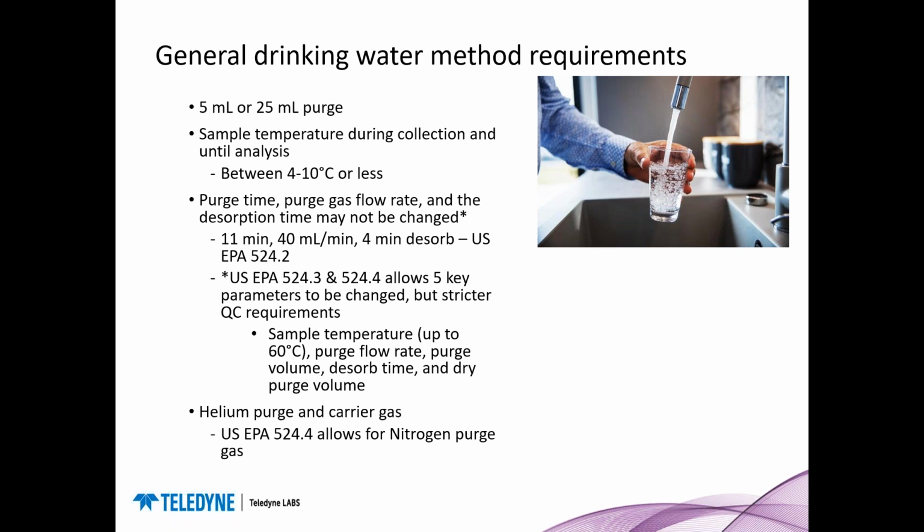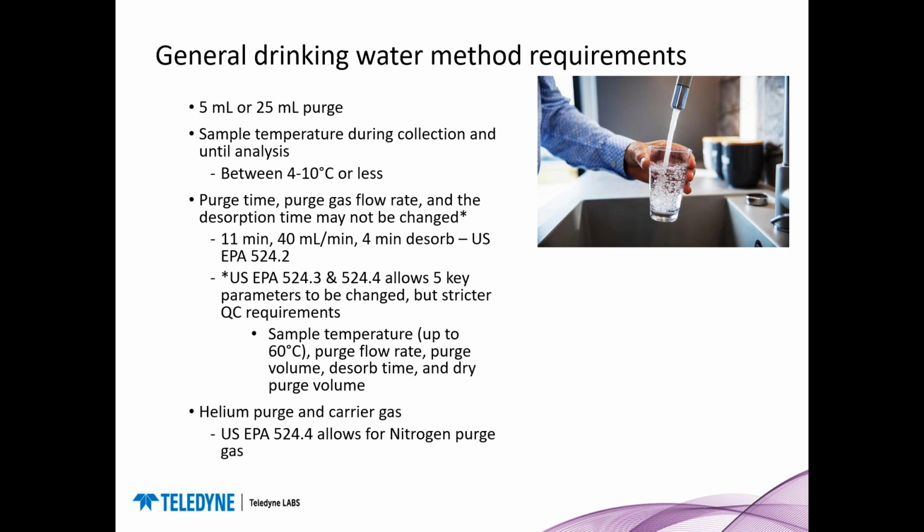So most drinking water methods specifically require a 5 ml sample size, but some of the older methods allow for a 25 ml sample size, which can help you achieve low level or parts per trillion analysis, but it does transfer a lot of water to the GCMS. Drinking water methods require sample chilling from the time it's collected until analysis, so between 4 and 10 degrees Celsius. Some drinking water methods' parameters aren't allowed to be changed from what is suggested, like having a purge for 11 minutes at 40 mils per minute with a 4-minute desorb, like 524.2, which does allow a lot of that water to get to the GC inlet and onto the column.